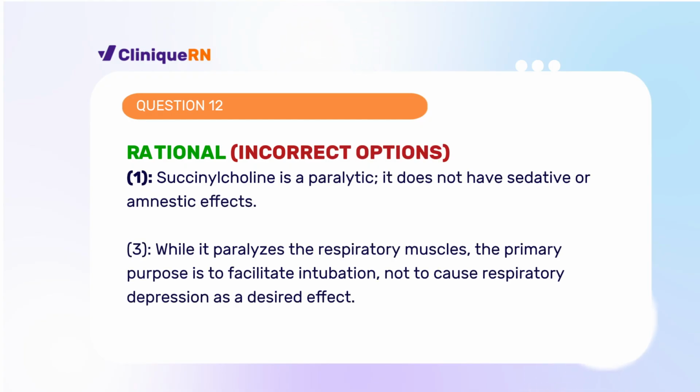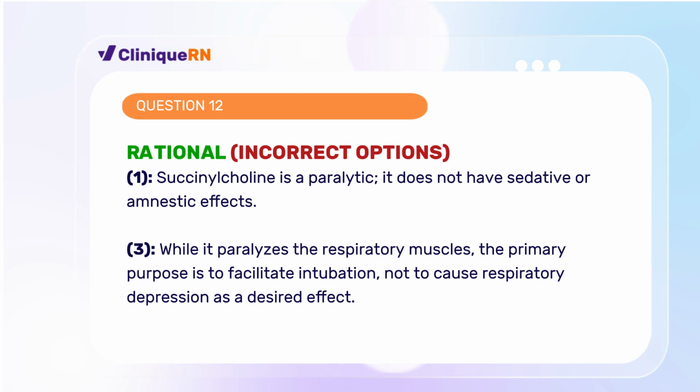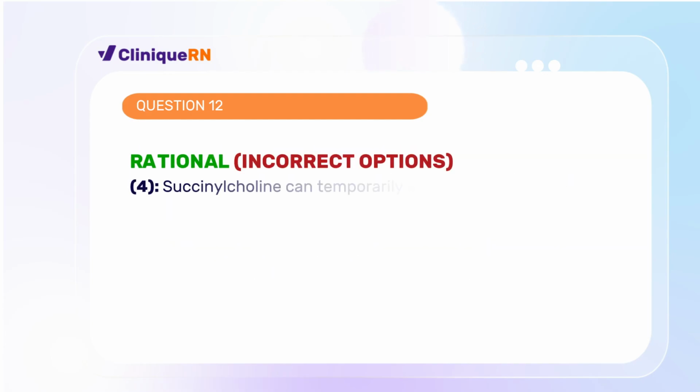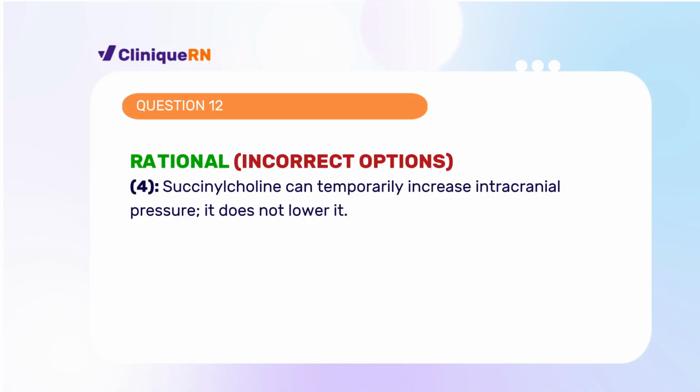Incorrect option 1. Succinylcholine is a paralytic. It does not have sedative or amnestic effects. Incorrect option 3. While it paralyzes the respiratory muscles, the primary purpose is to facilitate intubation, not to cause respiratory depression as a desired effect. Incorrect option 4. Succinylcholine can temporarily increase intracranial pressure. It does not lower it.